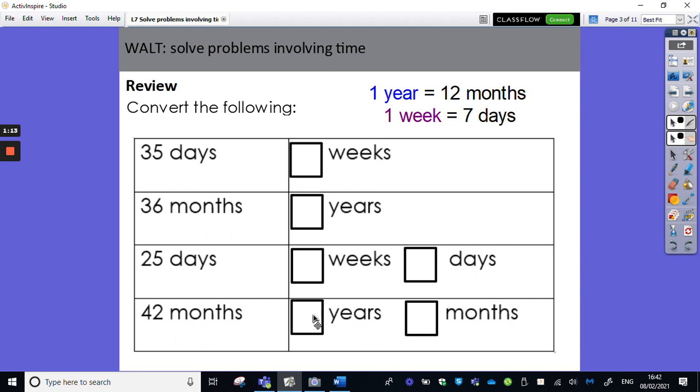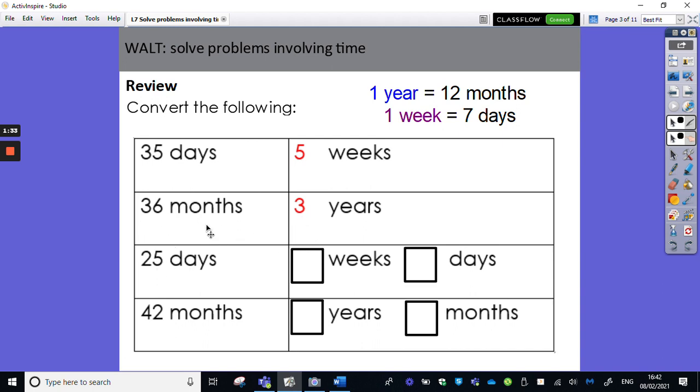Okay, so hopefully you've had a go at all of those. Let's just check the answers together. So 35 days into weeks. Well, 1 week is 7 days, so 35 divided by 7 is 5. 36 months into years, so there's 12 months in 1 year, so that should be 3 years.